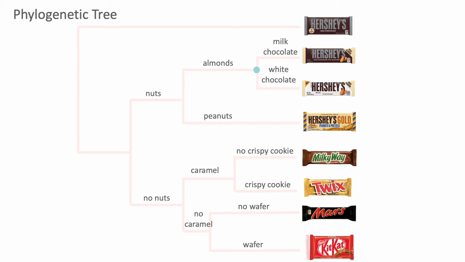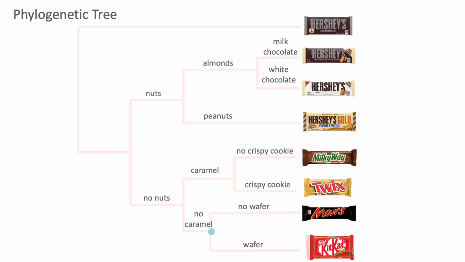The next node shows where the almond chocolate bars with milk chocolate and the almond chocolate bars with white chocolate diverge. Next, this node represents the common ancestor from which the chocolate bars with caramel and the chocolate bars without caramel diverge. The following node represents the common ancestor from which the Milky Way bars which do not contain a crispy cookie and the Twix bars which do contain a crispy cookie diverge.